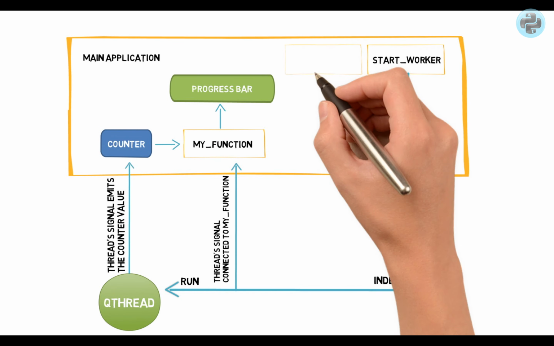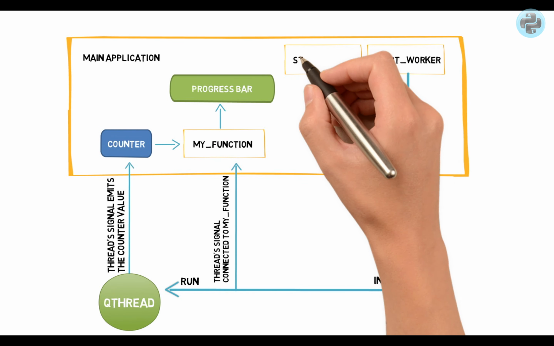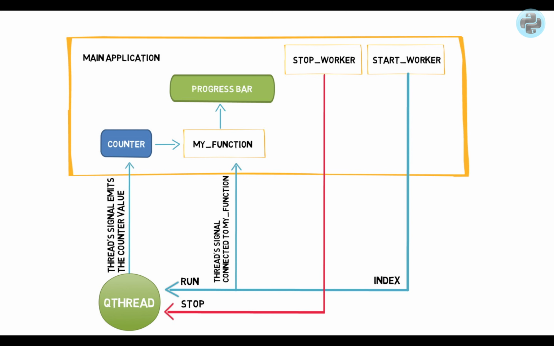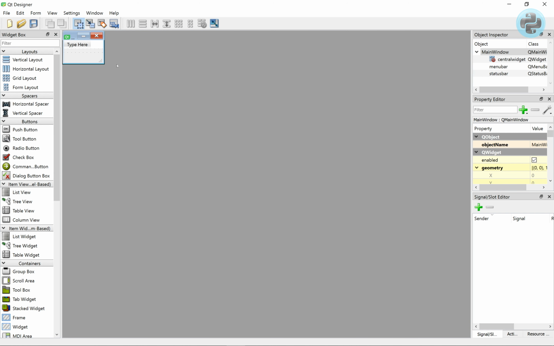A separate Stop Thread button will call the stop worker function. It will stop running the QThread. In this way, we can start and stop multiple threads and their progress bars. Next, let's open up the Qt Designer and make the GUI.